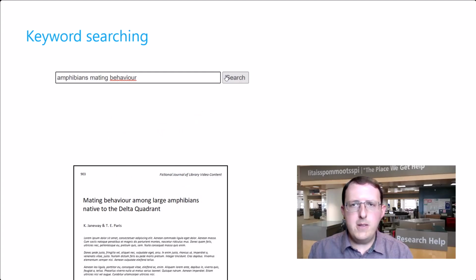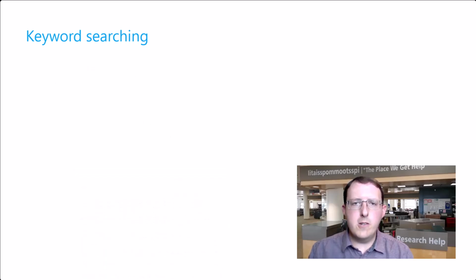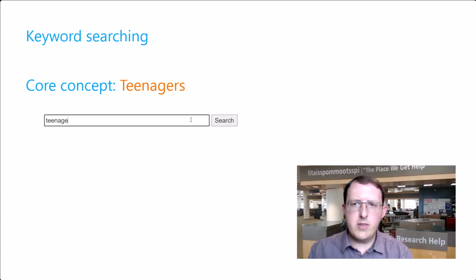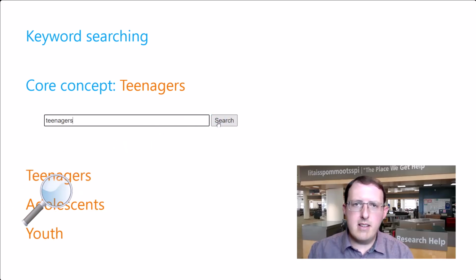Keyword searching is often effective, but it has a significant drawback. We have to use the same words that the authors of relevant sources used in order to find them. There are many ways to refer to many concepts. For example, if one of the core concepts in a research topic were teenagers, and we search that term within our search strategy, we may retrieve some relevant results, but we may miss a lot because scholars might be using other terms like adolescence or youth.